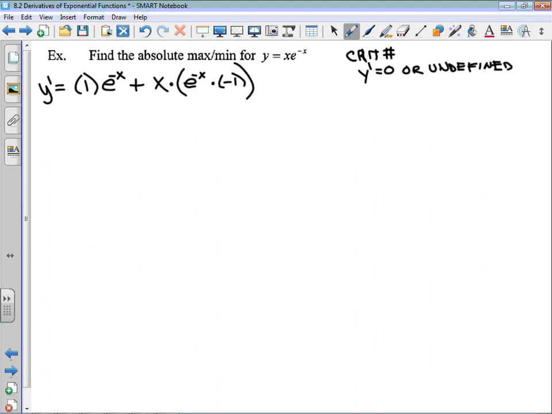All that I see that we could factor out is I could take out an e to the negative x, which leaves me with 1 minus x. And now I can find my critical numbers. Now, it is difficult to see, but e to the negative x is never negative. And never 0 for that matter.